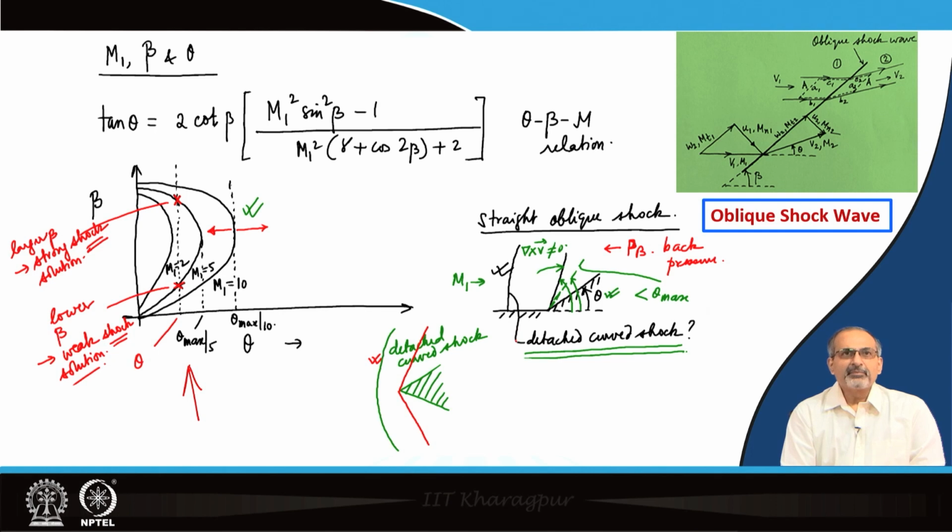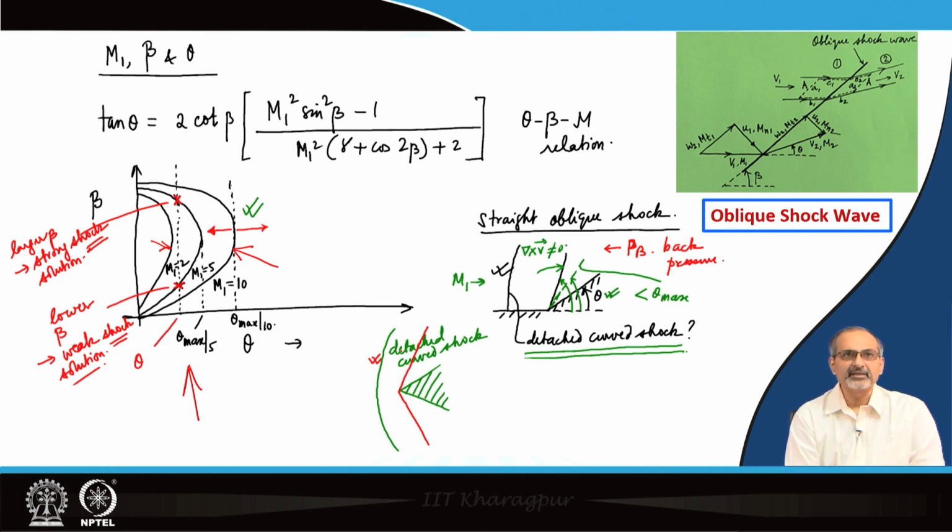When M is a parameter and you try to plot theta versus beta, these are the curves representing the different Mach numbers. As you see, the inner ones are for lower Mach numbers, the outer ones are for the larger Mach numbers, and M1 tending to a very large, infinite value would define the furthest extent of the curves that you see over here.